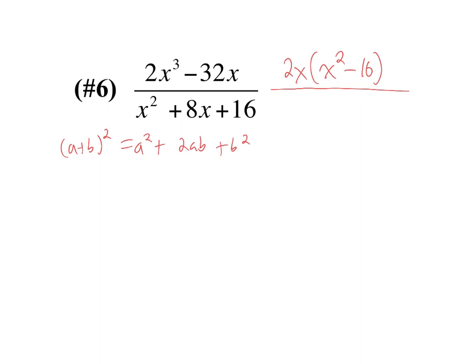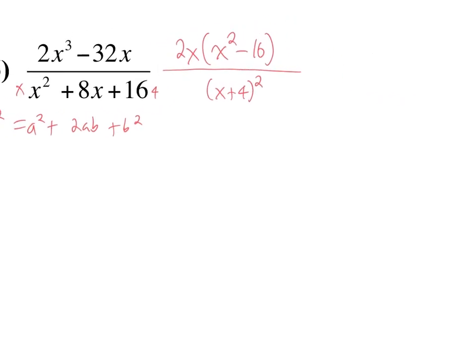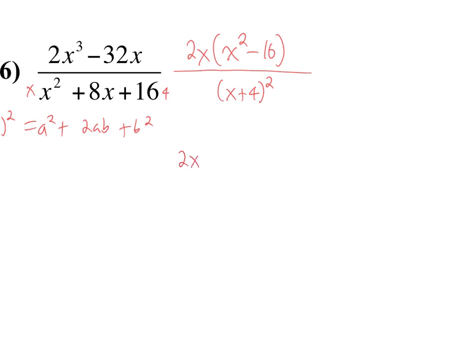The square root of x squared is x, the square root of 16 is 4, and double 4 times x is 8x. We know we can do that. So on the bottom here, we're going to have x plus 4 quantity squared. All right, are we done? Well, not quite. x squared minus 16 can be factored more. That's the difference of squares. So we can factor that into x plus 4 times x minus 4, all over x plus 4 all squared.